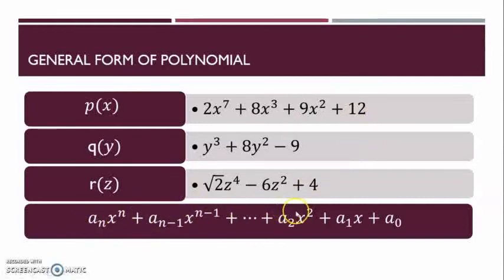So in general, we can make a general form of this as an x to the power n, an minus 1 x to the power n minus 1, and so on, a2 x square, a1 x, and a naught. This an is the coefficient of the x to the power n term, an minus 1 is the coefficient of the x to the power n minus 1 term.